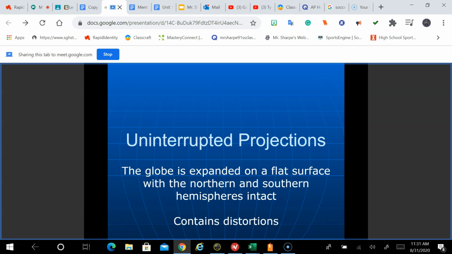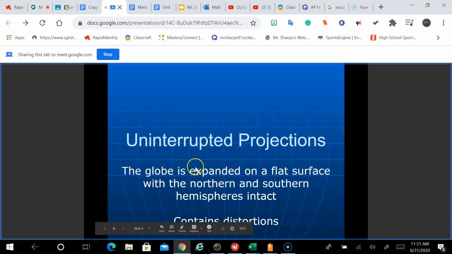It's not cut up, just like you would if you punched a hole in a soccer ball and flattened it out, you'd have some pieces or octagons separated from the others. That would be an example of an interrupted projection if we would do the same thing with the Earth. For an uninterrupted projection, we're essentially keeping the northern and southern poles intact while expanding out the equator.